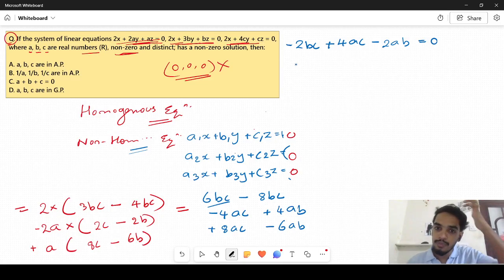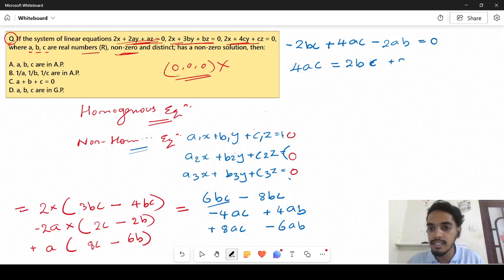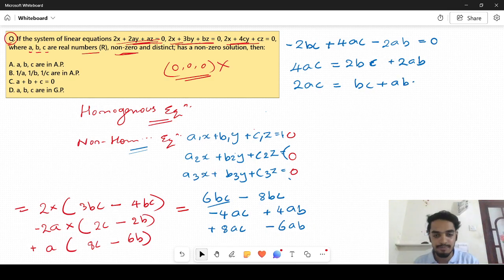Now what are we going to do? We are going to simplify that. 4AC is equal to 2BC plus, oh sorry, 2BC plus 2AB. I'll be dividing the whole equation by 2. So the answer is 2AC is equal to BC plus AB. Guys, wait. Now here comes the interesting part.